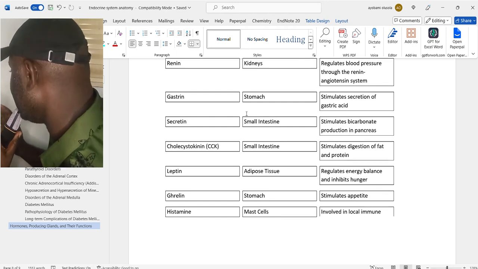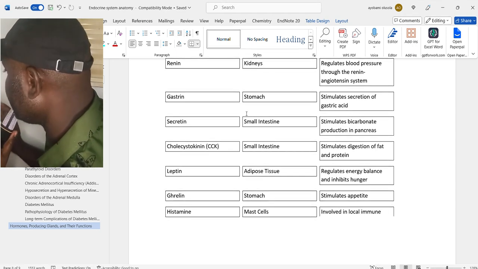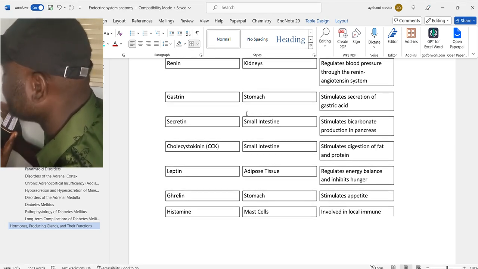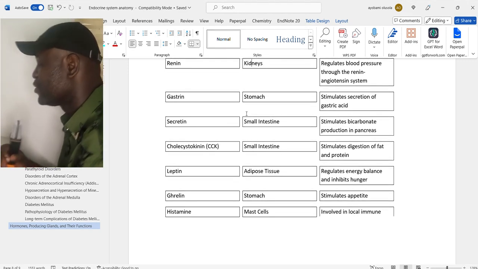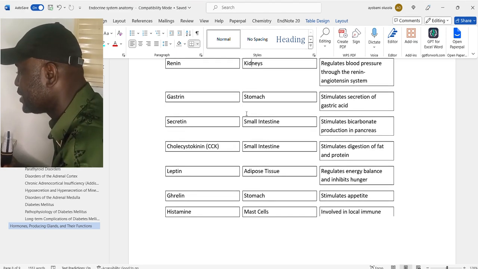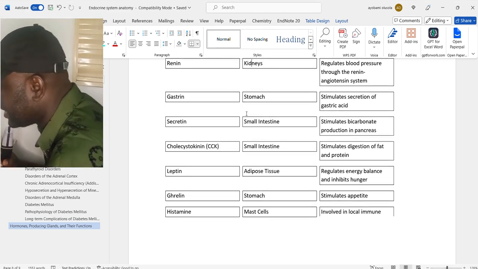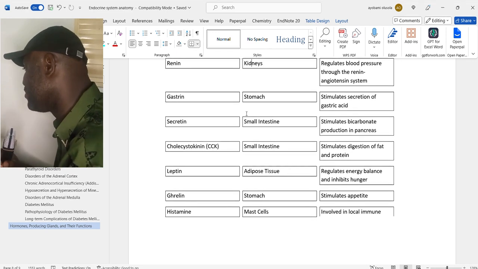Leptin is produced by the adipose tissue. It regulates energy balance and inhibits hunger. Ghrelin is produced by the stomach. It stimulates appetite. Histamine is produced by mast cells, and they are involved in local hormones.